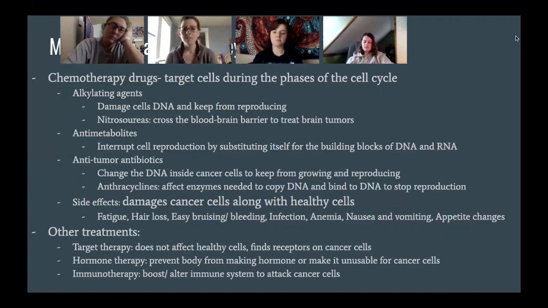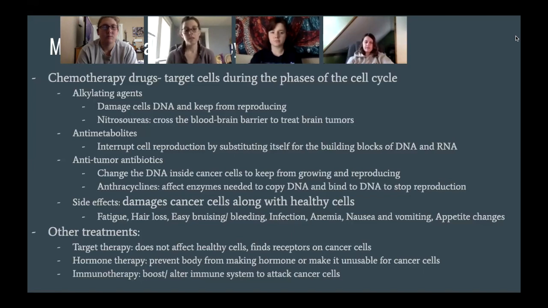Some side effects of chemo treatment are due to this form of treatment damaging cancer cells along with the healthy cells, so they're not targeted specifically for the cancer cells. So the patients could feel fatigue, they could experience hair loss, easy bruising or bleeding, infections, anemia, nausea and vomiting, and appetite changes. And there are a lot more side effects depending on which type of chemo treatment they're using.